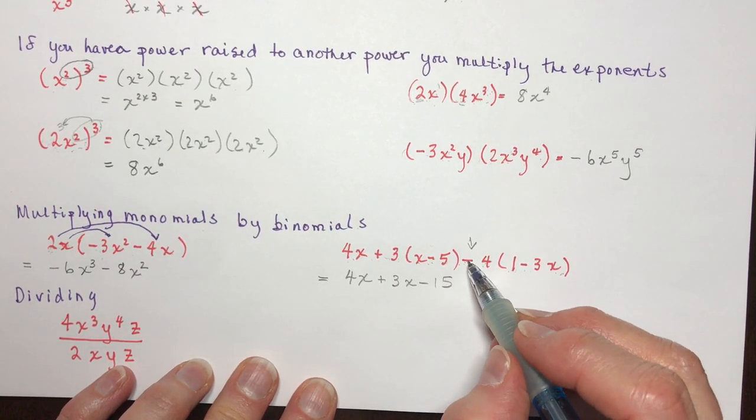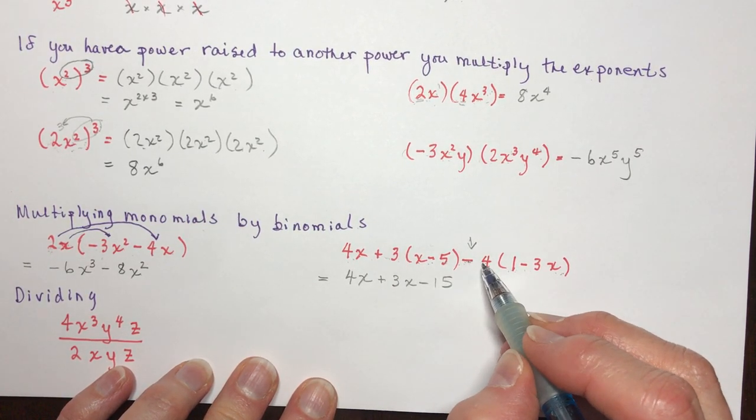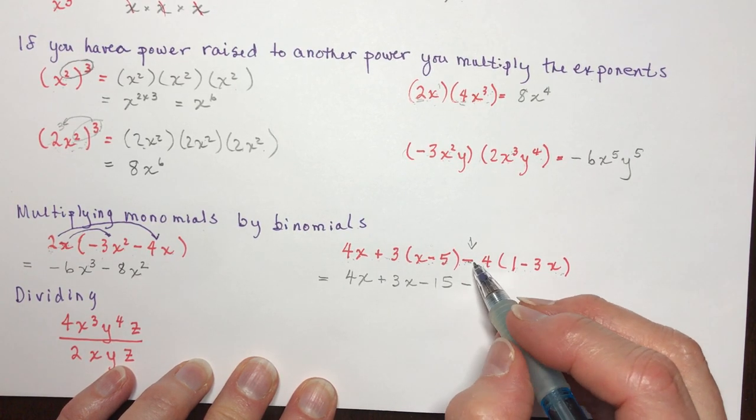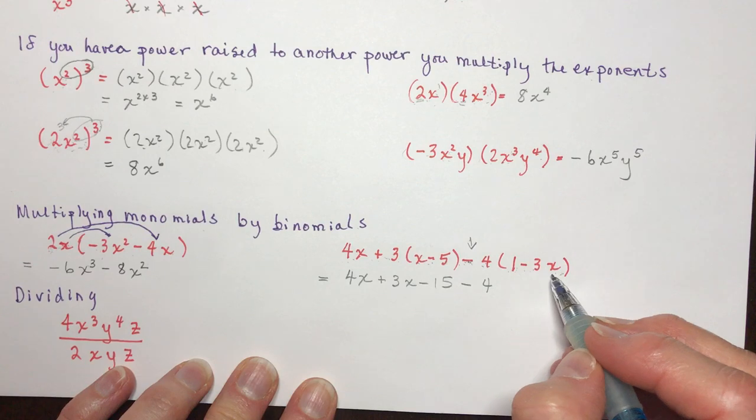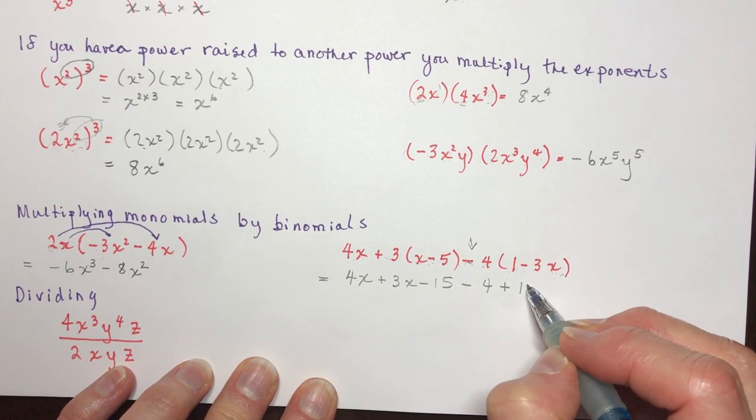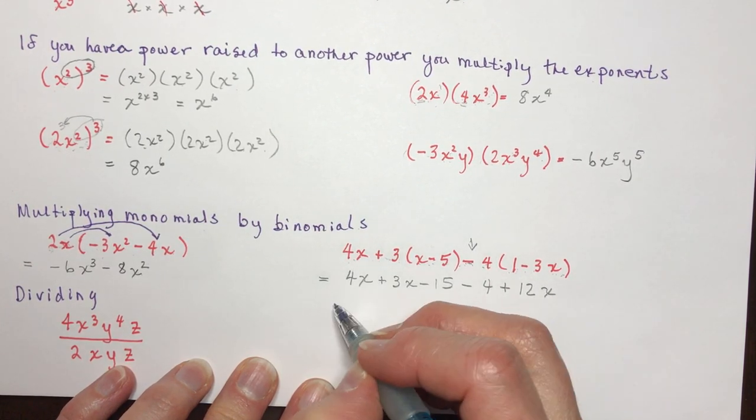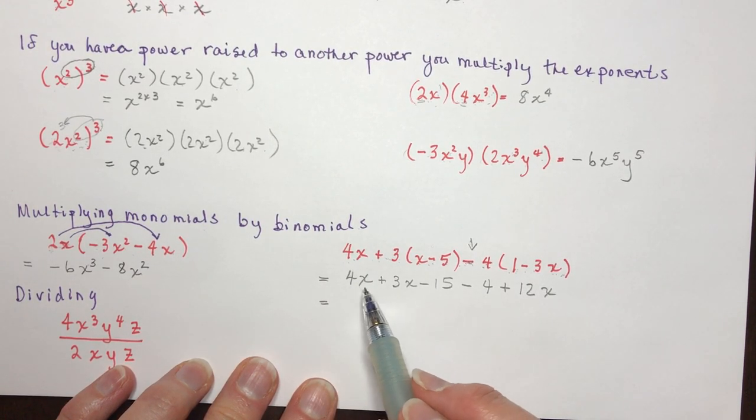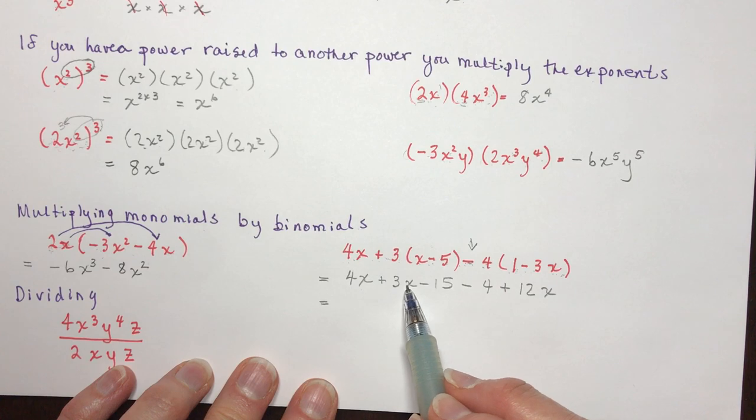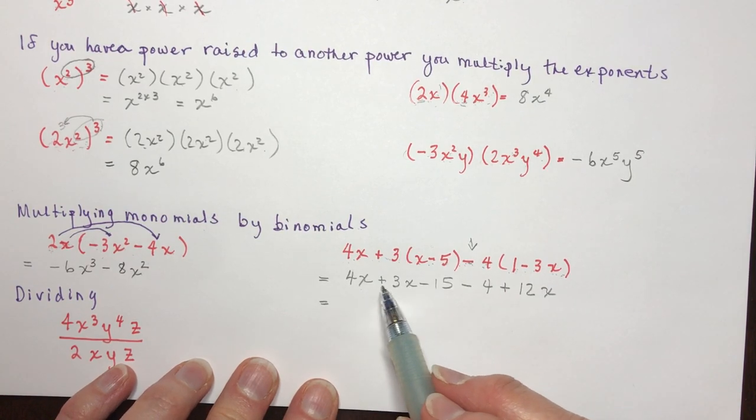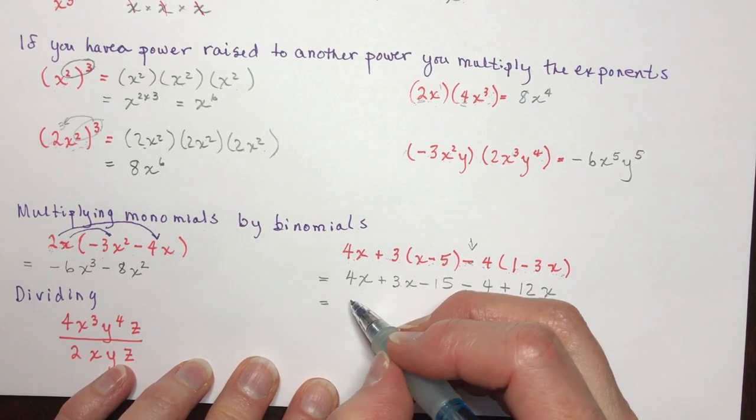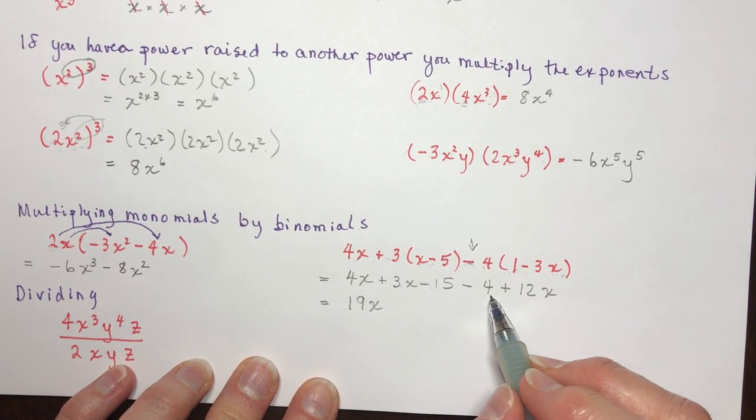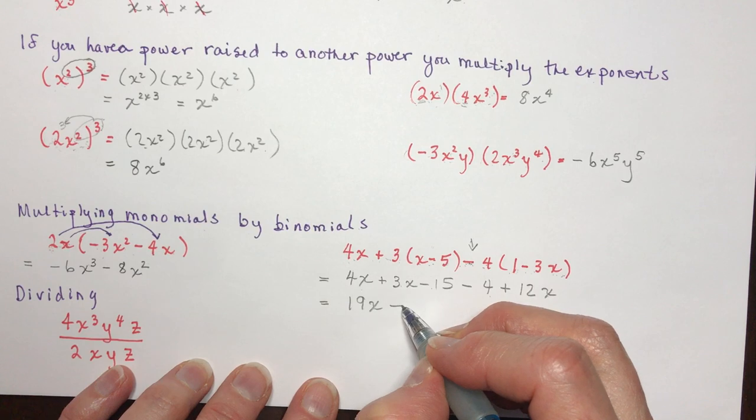Now the tricky part, always be careful around this negative 4. Negative 4 times 1 is negative 4. And negative 4 times negative 3x, that's going to be plus 12x. And now you gather your like terms. So I have 4x plus 3x, that's 7. And 12, that's 19x. And I have minus 15 minus 4 more. That's minus 19.